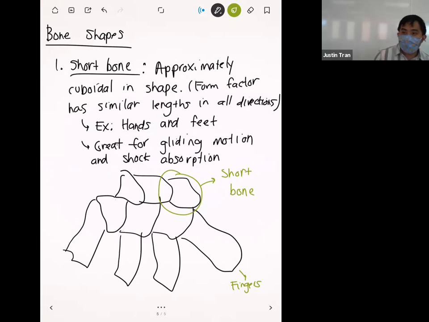Okay, any questions on short bones? Okay, all right, so that's the first shape.